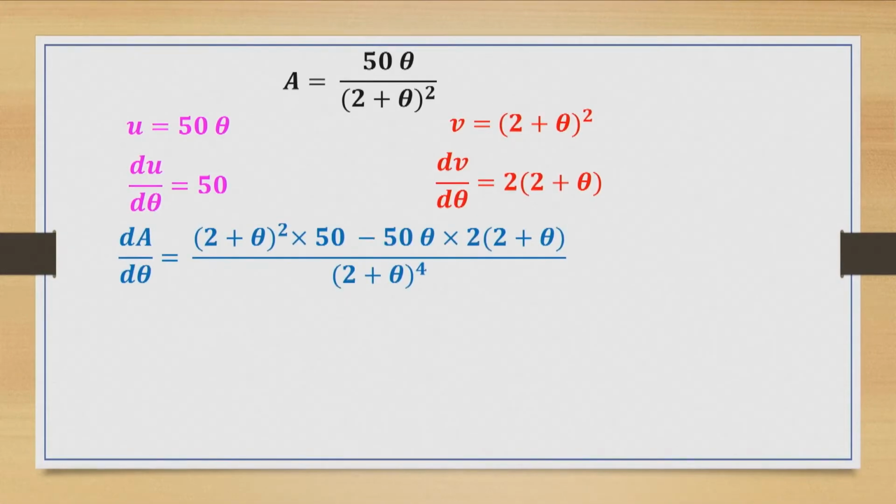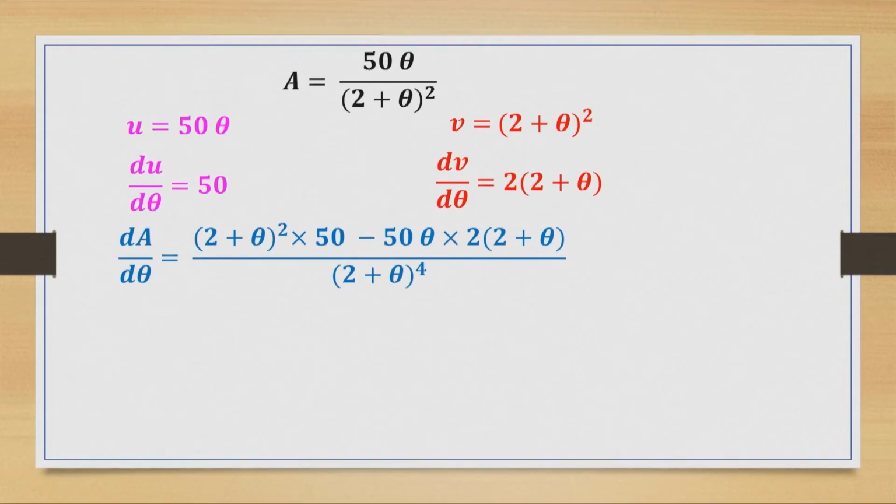Now, dA by d theta. Remember the quotient rule. The formula is V du by dx minus U dV by dx over V square. So V, (2 plus theta) squared, times du by d theta, which is 50, minus U, which is 50 theta, times dV by d theta, which is 2 into (2 plus theta), over V square. So here, V is (2 plus theta) squared. Therefore, V square will be (2 plus theta) to the power of 4.